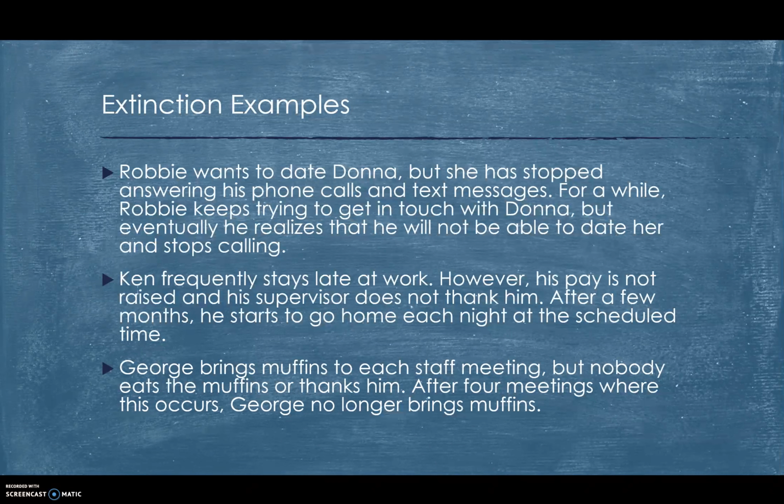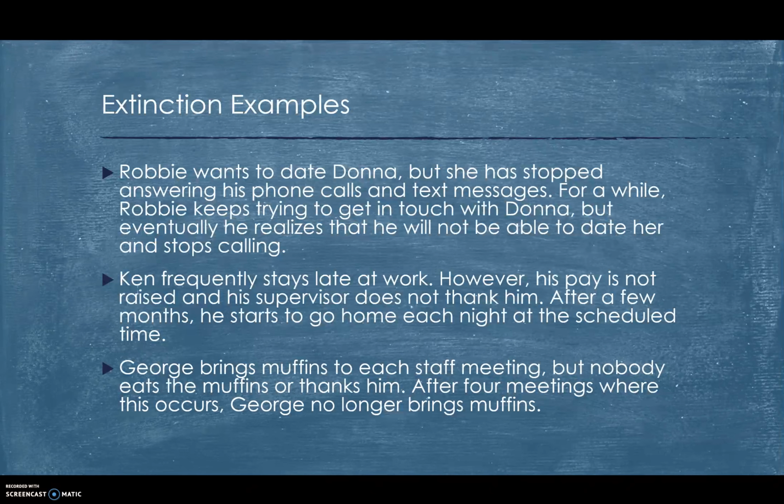But this doesn't always have to be a problem behavior. So if Ken's behavior is that he stays late at work and does extra tasks in the workplace, but his pay is not raised, so the reinforcement is not happening, his supervisor is not thanking him, so those reinforcements are not occurring, or maybe they originally were and now they're not anymore. After a few months, he starts to go home each night at the scheduled time, so he might say, oh, my supervisor used to always thank me for staying late at work, but now he no longer thanks me and he doesn't acknowledge it or say anything, so why do it? And the reinforcement has been removed. So then he'll begin to go home on time. So the staying late at work behavior will stop.